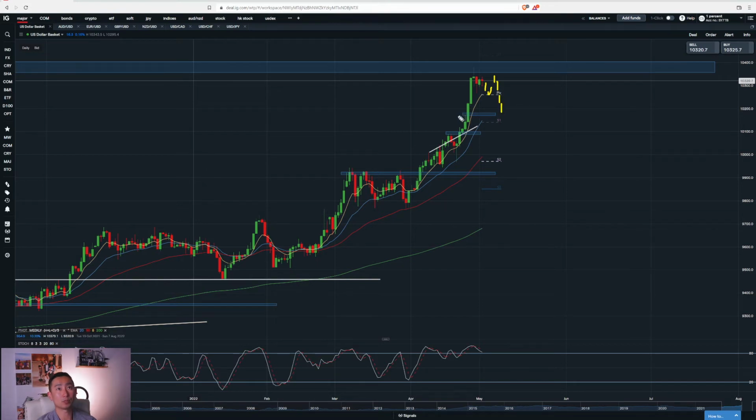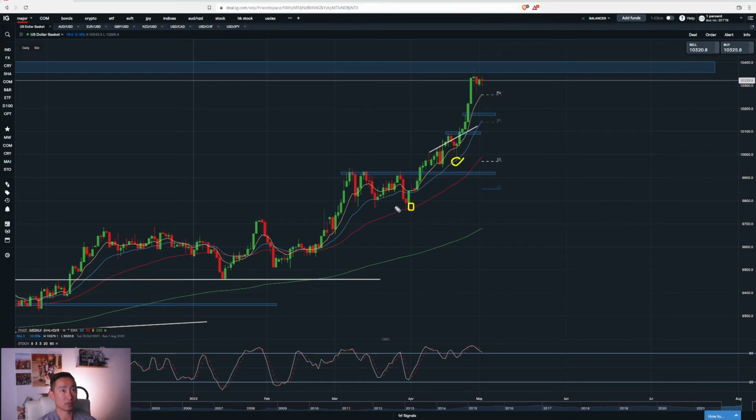I think I like this blue box area, so just over 100 or 102 area. I will drop down to a 4 hour just to show you. It also coincides with the 20 EMA, which worked quite well last time.